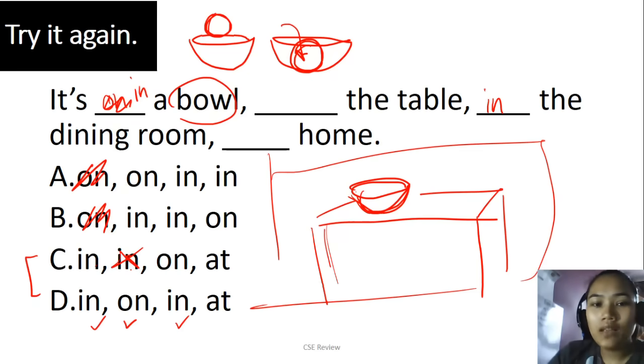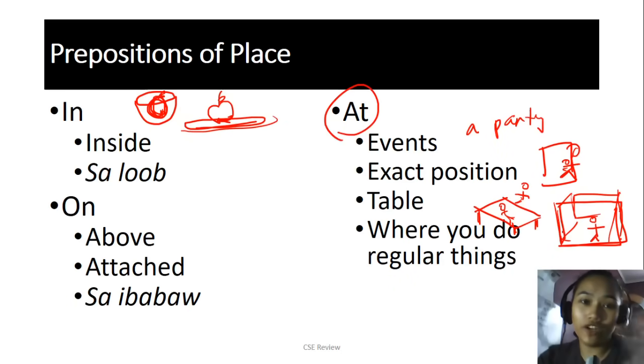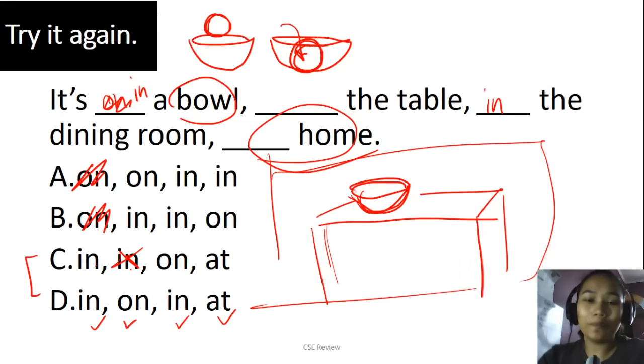At home, pwede ba yung at sa home? Yes, kasi yung home is, again, a regular place where you do regular things. So, at home. Where's your car? At home. Hindi in home. In the house, pwede, pero hindi in home. So, at home. So, the answer here is letter D.